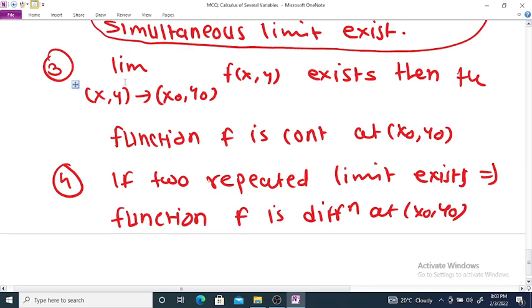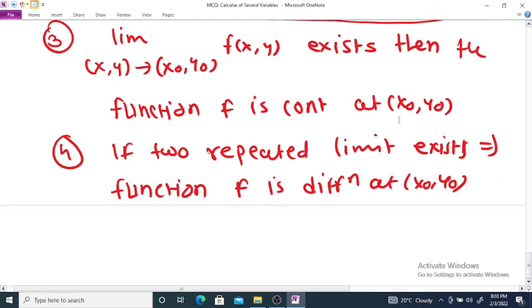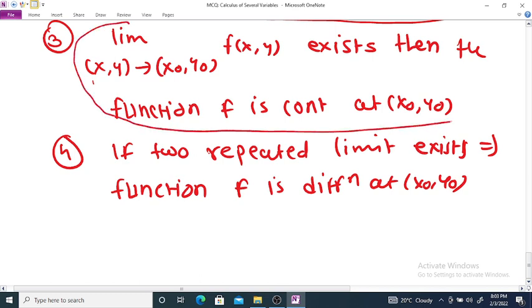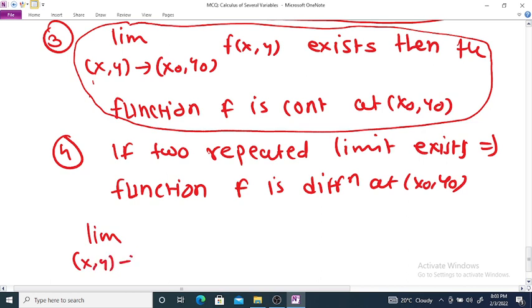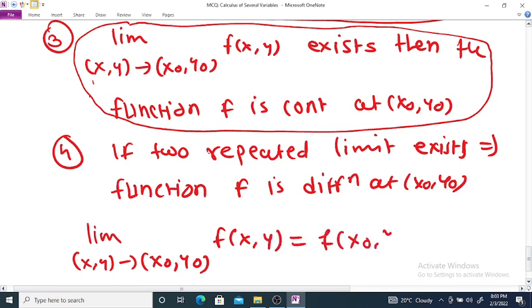Now the third statement: if the limit of f(x,y) exists, then the function f is continuous at (x0,y0). Again, this is not true. For continuity, the limit at this point should be equal to f(x0,y0), then we can say that the function f is continuous.